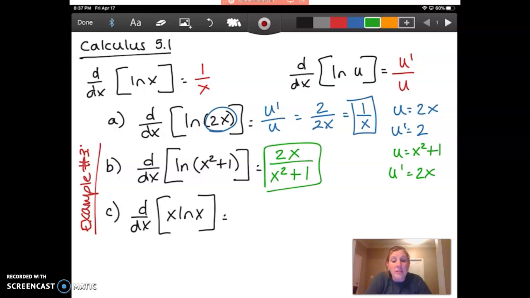The very last one, be careful on these, because a lot of times you see natural log of x and you automatically assume that the derivative of the natural log of x is 1 over x, so x times 1 over x is 1, and then you simplify and that's the end of the problem. But do not forget here, you do have the product rule. I'm actually going to put this in a different color.